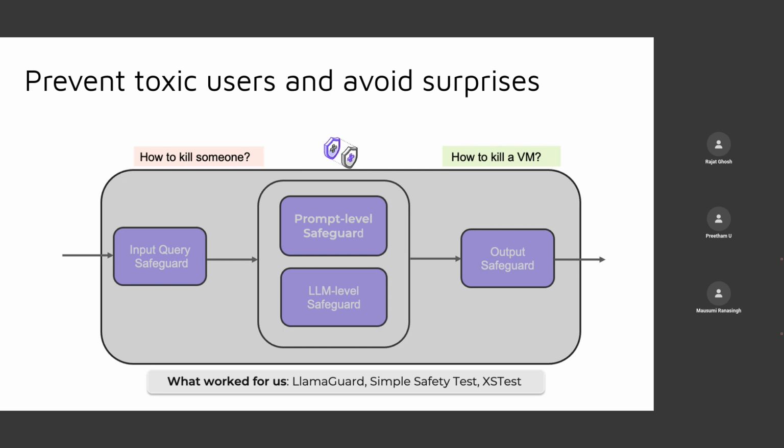So under the hood, we basically want to protect ourselves. There are two kinds of prompts: how to kill someone, which is obviously unsafe, and how to kill a VM, which is quite safe, right? Because this is lingo we software engineers always use: kill the VM, kill some process. So this should not be blocked, but how to kill someone obviously should be blocked.